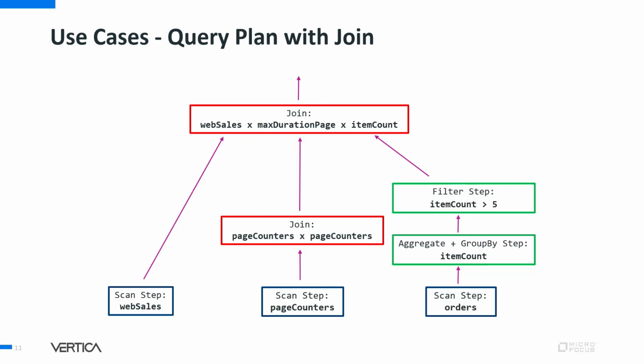Unsurprisingly, the full slide's worth of SQL leads to a full slide's worth of query plan within the database. In addition to the joins, we have to materialize data from 3 different tables and do aggregation on the orders table to identify the sessions with more than 5 items.